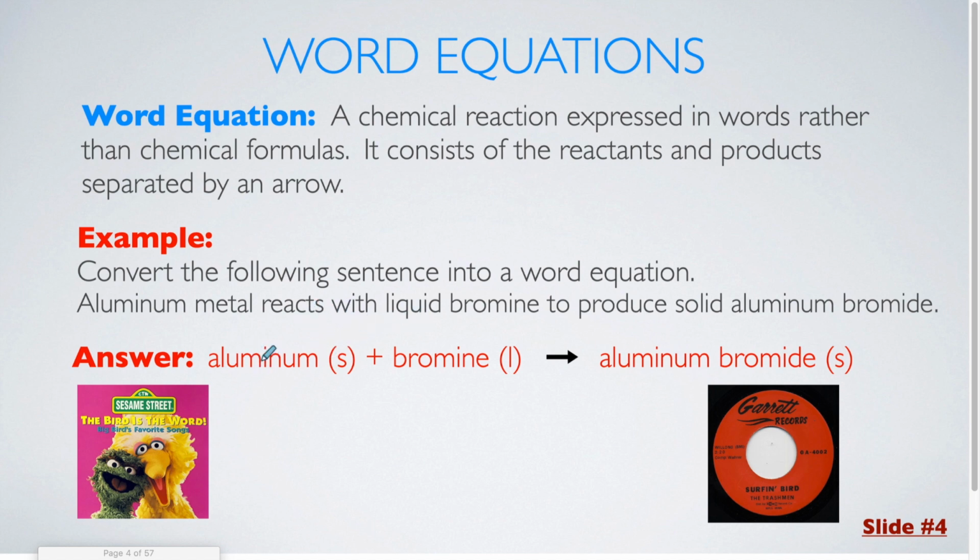So I have my aluminum, it's a metal, so I'm going to assume that it's solid. Our only metal that is not a solid at room temperature would be mercury. It's reacting with liquid bromine. So I have bromine in my symbol for a liquid. I have an arrow because I'm producing something, and then aluminum bromide, which is a solid. So if you were asked to write a word equation, that's all you have to do.